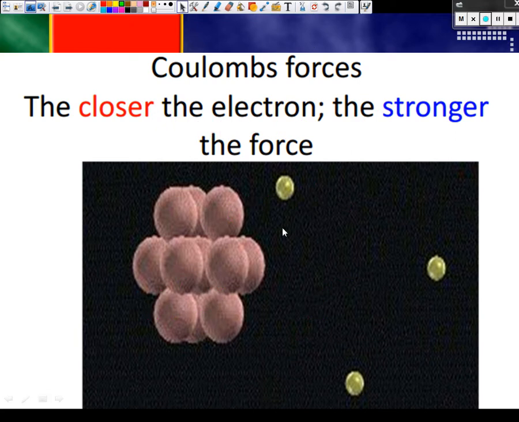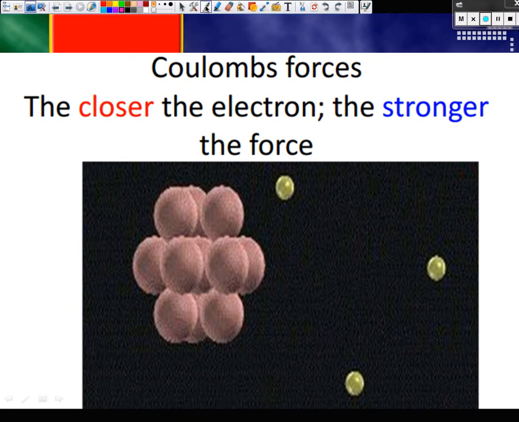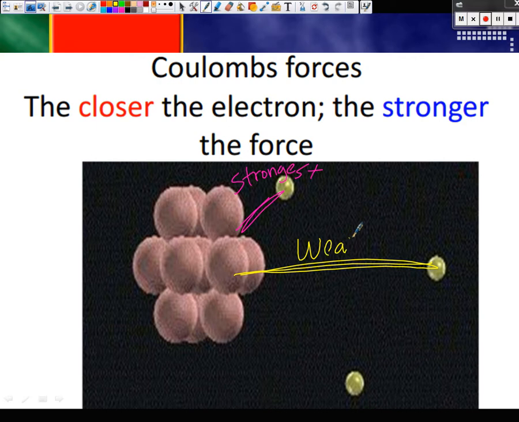So this is just another fancy picture showing what's going on. What do you think that little glob of red spheres is? This is the nucleus, and these really tiny golden things are going to be your electrons. According to this picture, which electron do you think has the strongest force? Very good. So this one is going to be the strongest. All right, well, that makes it really easy. Which one's the weakest? This is going to be your weakest. And how does all this tie in? What does all this mean?